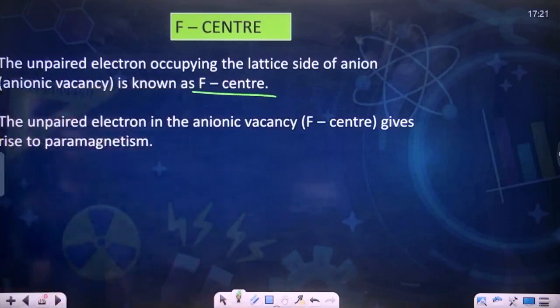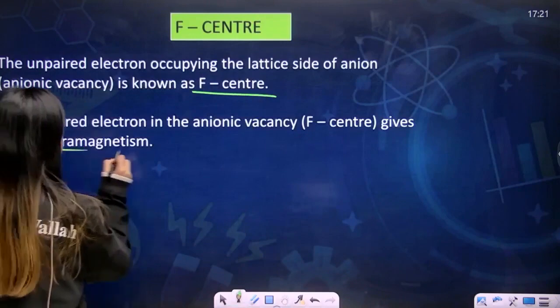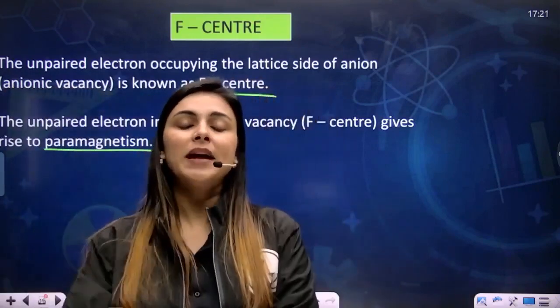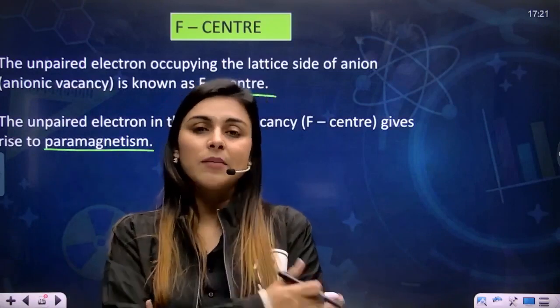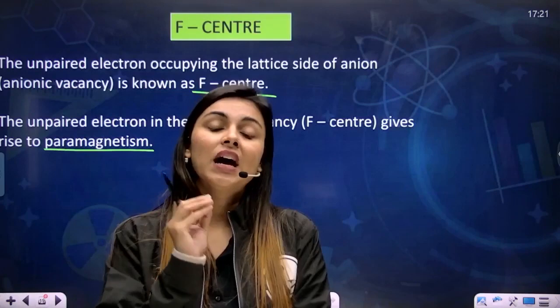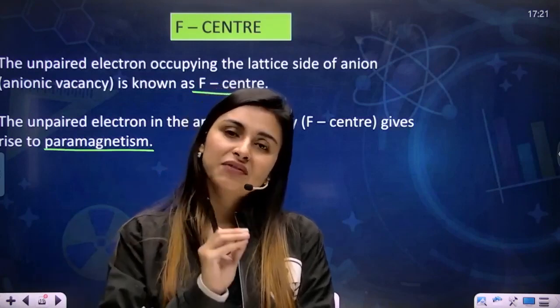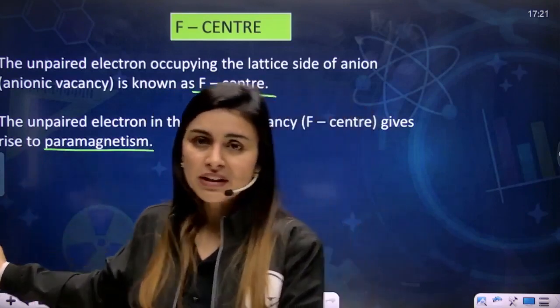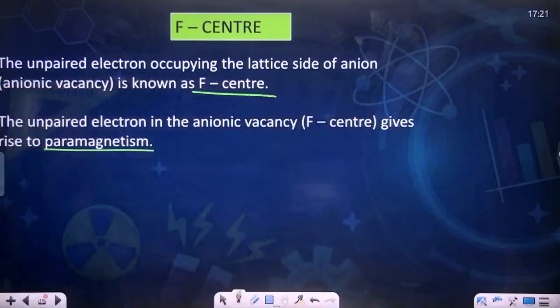Okay. Next, the unpaired electron in the anionic vacancy, the F center, gives rise to paramagnetism. I hope all of you have studied what paramagnetism is. When does paramagnetism arise? It arises when there are unpaired electrons present, and in F centers there is an unpaired electron, so paramagnetism arises. Perfect. Yes, please write it down and then we'll move forward.